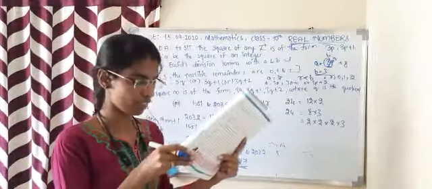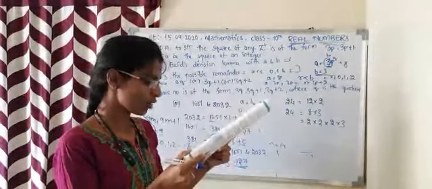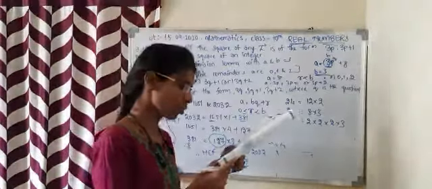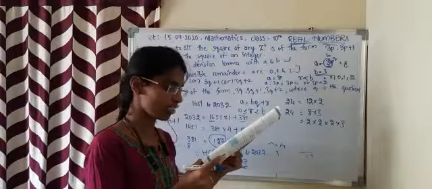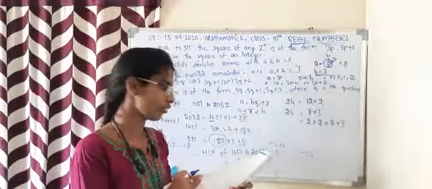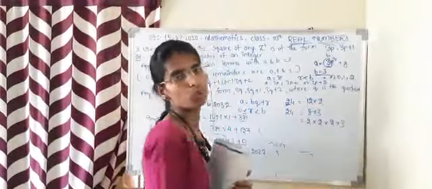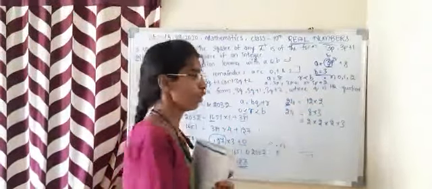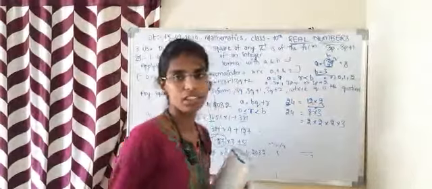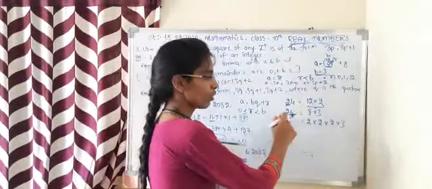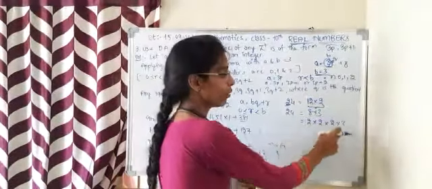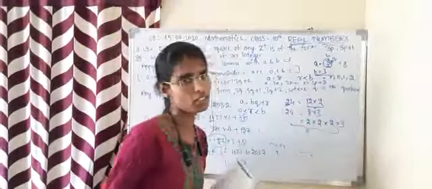are factors of 24. We can also write 24 as 2 into 2 into 2 into 3, and you know that it is the prime factorization of 24. So here we can write 24 as 12 into 2. So these two are also factors of 24, and we can write 24 as 2 into 2 into 2 into 3, which is called prime factorization.